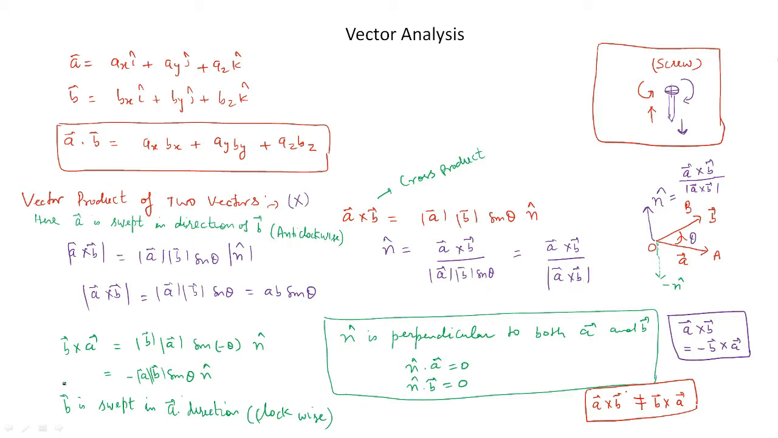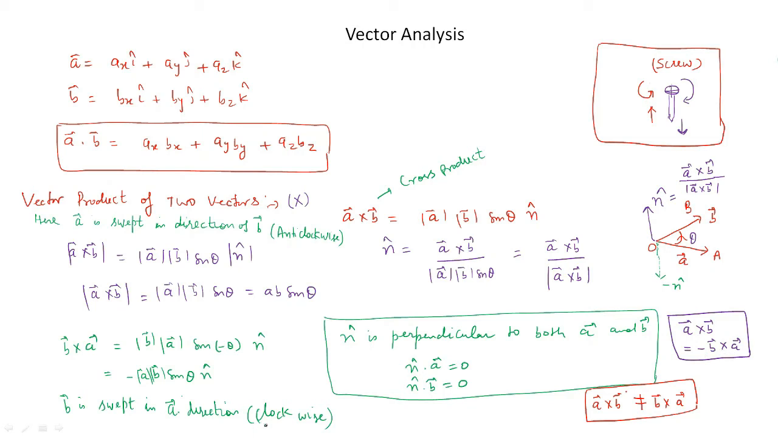Now similarly, if you write B cross A, then B cross A will be |B||A| sin(-theta), because here your vector B is rotated in vector A direction. So here the angle is in clockwise direction, so it will be taken as negative. So it will be equal to minus AB sin theta n. So here you can see that vector A cross B is not equal to vector B cross A, or you can write vector A cross B is equal to minus B cross A.